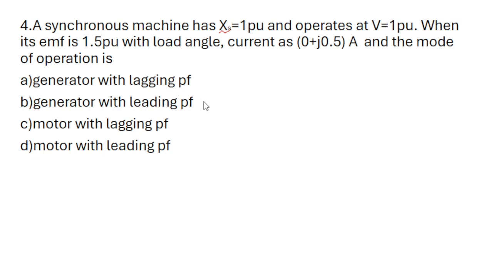Here is the answer. To determine the mode of operation of a synchronous machine, first calculate the generator EMF using the generator EMF equation and the terminal voltage using the motor equation. Then compare the result with the given data. The mode of operation corresponds to the result that matches the given data. Now I am going to write the generator equation, then substitute values in this equation.